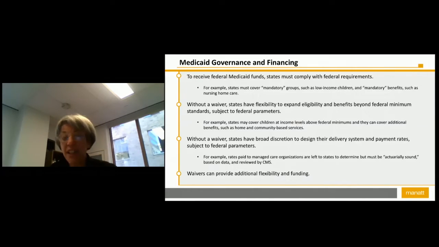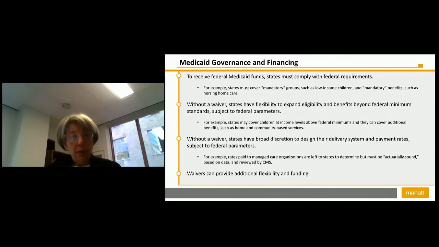Similarly, without going to a waiver, states have pretty broad flexibility to design their delivery system and their payment rates, meaning how much they're going to pay providers and health care plans. Again, subject to federal parameters, but pretty broad authority. For example, the rates paid to managed care organizations in California are left to the state to determine, but under the statute they must be actuarially sound based on data. The state and federal government, CMS, will review the rates to see if they've been certified by an actuary and if they meet CMS requirements on actuarially sound rates. But as you might imagine, the rates will vary a lot from state to state. So actuarial soundness does not determine what the rate will be, but is really a methodology for calculating the rate, and that's the limitation imposed by federal law.